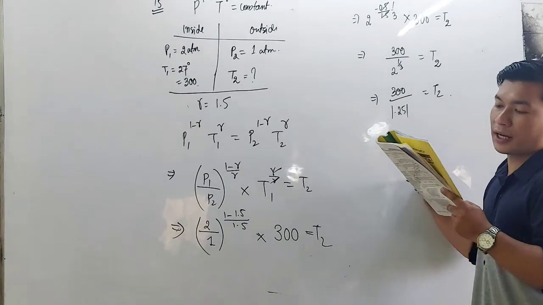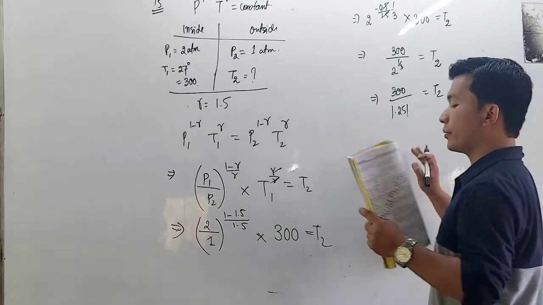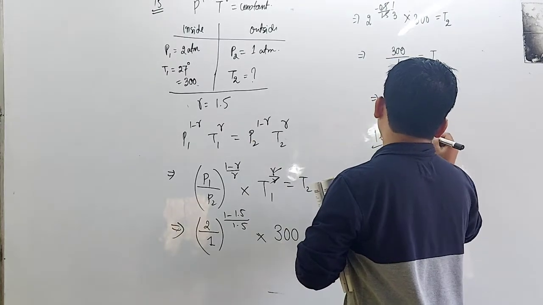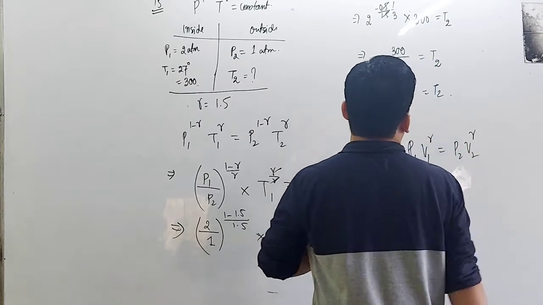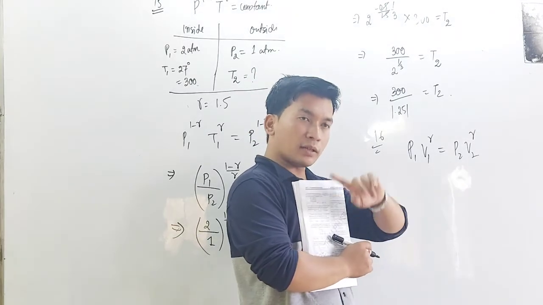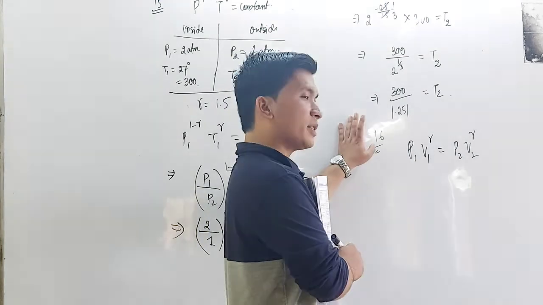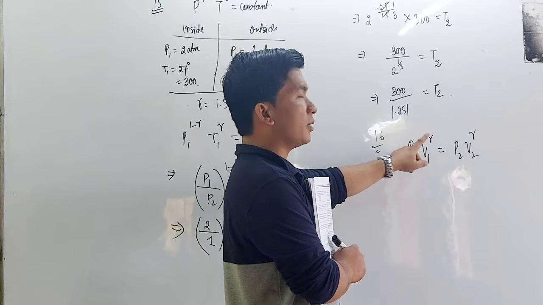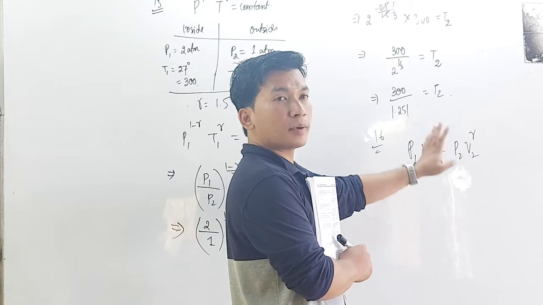V1 by 8. Pressure and volume are given, so can I shorten it by this equation? Similarly P1 V1 to the power gamma and P2 V2 to the power gamma. Can I write like this? For your question number 16, the variables mentioned in your question are pressure and volume, so we are going to use the main equation, P V raised to the power gamma.